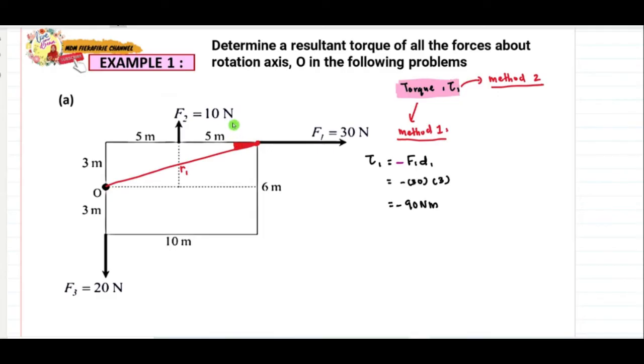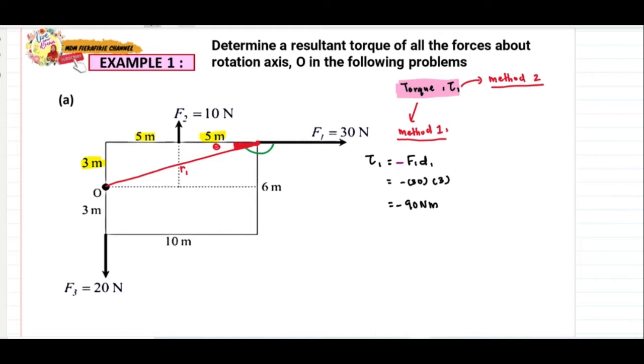Cara ini senang untuk nampak angle antara R1 dengan F1, tapi dia perlu extra work lah. You kena kira pula what is the angle here, in order to get the value of angle between R1 and F1 dekat sini. So sebelum tu kita kira dulu what is R1 and what is theta. So nak kira theta, saya akan pakai formula tangent, sebab kita dah tahu sini adalah 3 meter and this is 10 meter.